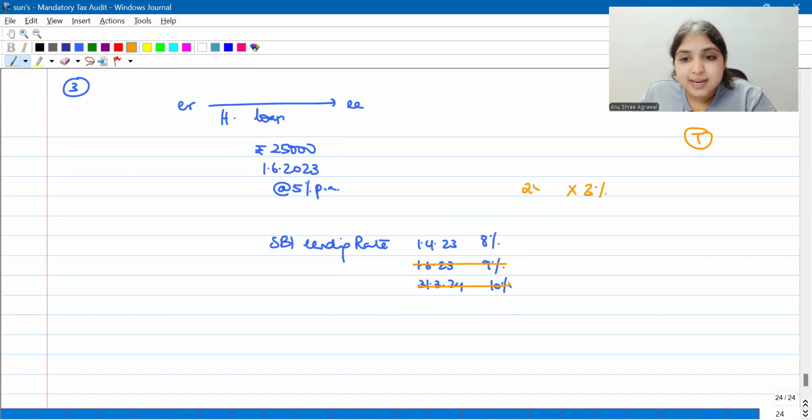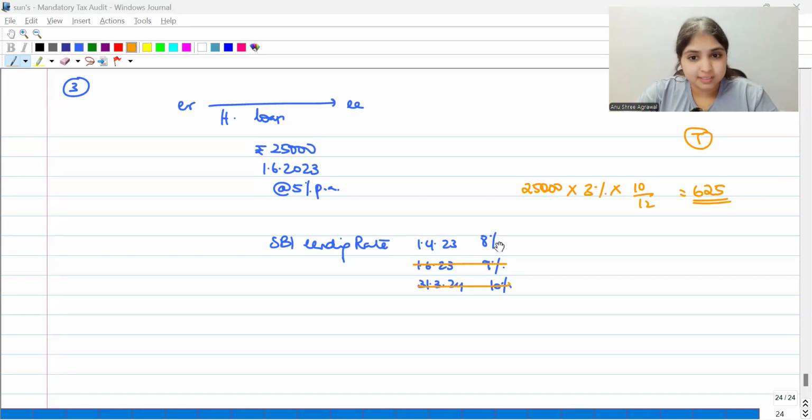What is the outstanding amount? Full 25,000, nothing is repaid. But for how many months? On 1st June only the loan was given, right? So June, July, August, September, October, November, December, Jan, Feb, March. For 10 months only you will calculate. Understood, everybody? Yes. So this is going to be 625. This will be your taxable perquisite. June onwards only you will calculate. And the SBI lending rate on 1st April of the year is what you're supposed to consider.